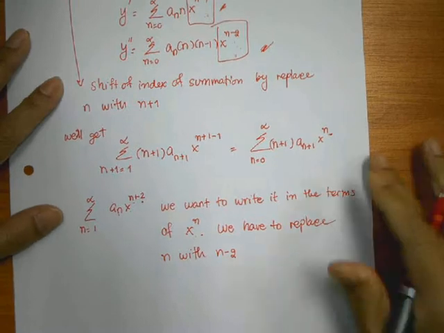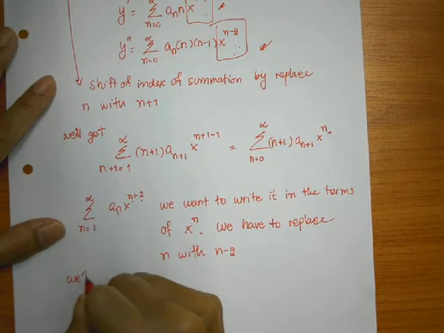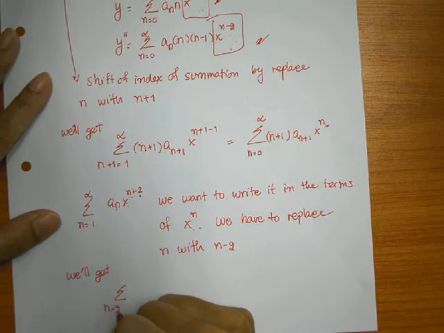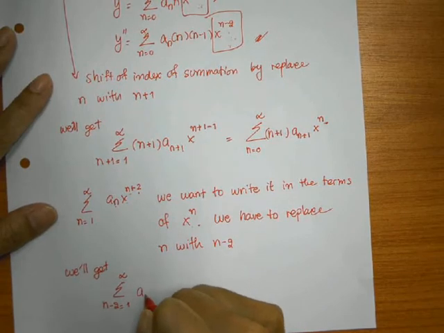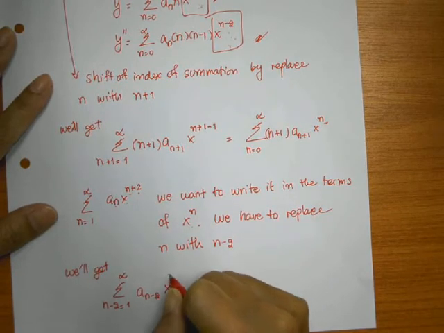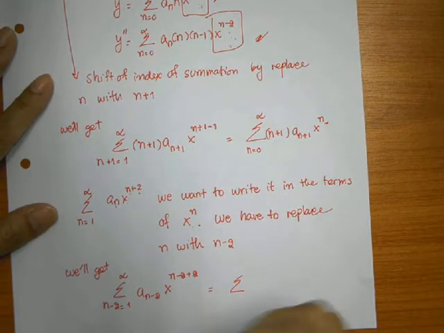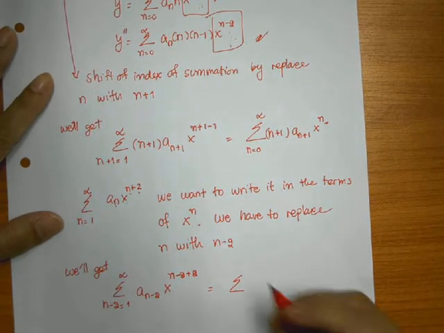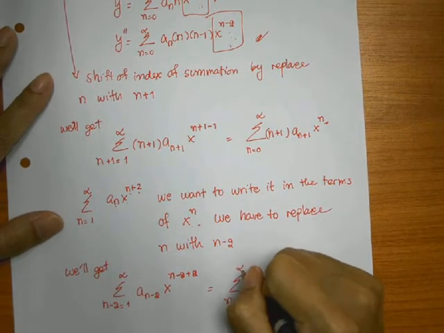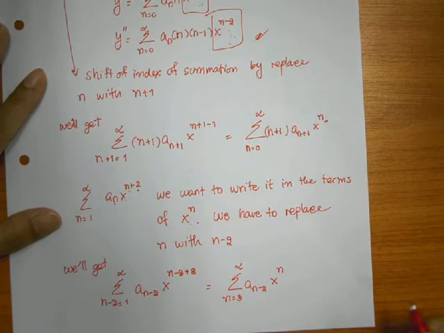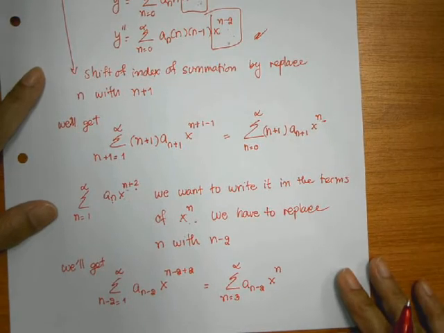And by doing that, we'll get the summation from n minus 2 equal to 1 to infinity of a n minus 2 times x to the power n minus 2 plus 2, which is equal to n minus 2 equal to 1, so n equal to 3. This is called the shift of index of summation.